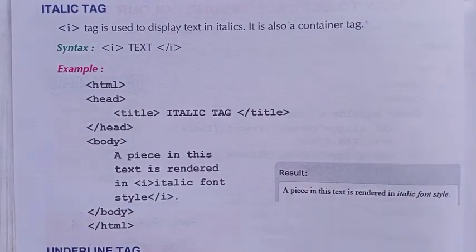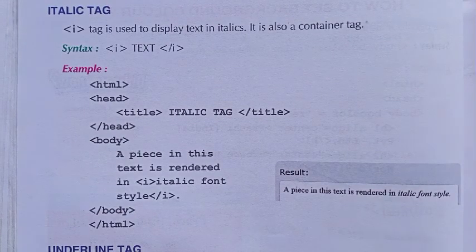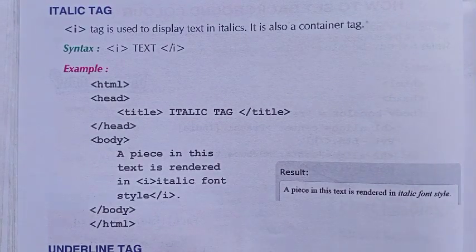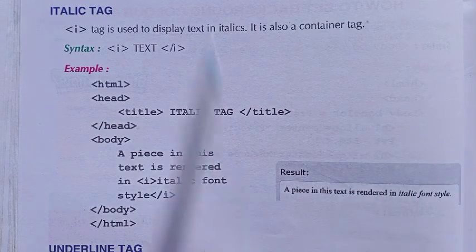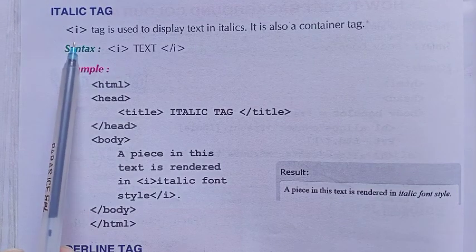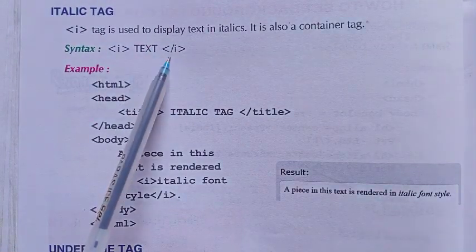Next tag is the italic tag. When you want to show the text in the slanting form somewhere, you may want to catch the attention, and to catch that attention you may like to make the text slanting which looks different from the other text. So in that case you are going to make use of the I tag. Write the I tag, give the text, close the I tag.